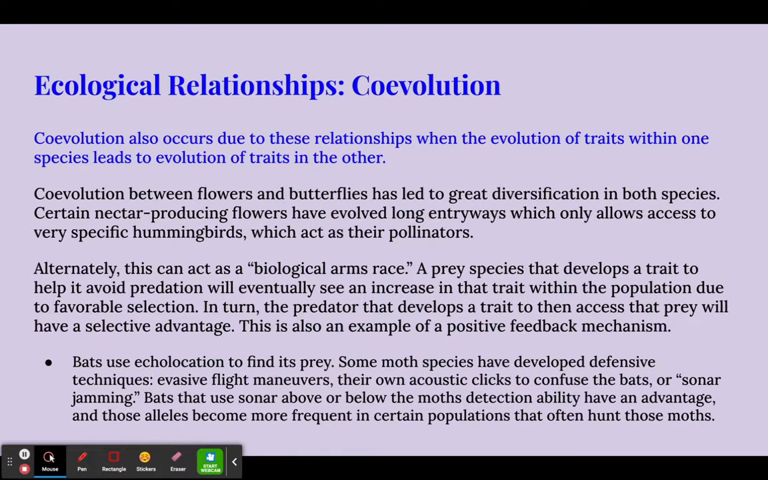Coevolution is another ecological relationship. So, this can occur due to these relationships when the evolution of traits within one species leads to the evolution of traits in another. So something like flowers and butterflies, it's led to really big diversification in both species. So like there's certain nectar producing flowers that have evolved long entryways, which only allows access to very specific hummingbirds, which act as their pollinators. So this is a flower and a hummingbird that have kind of co-evolved together.